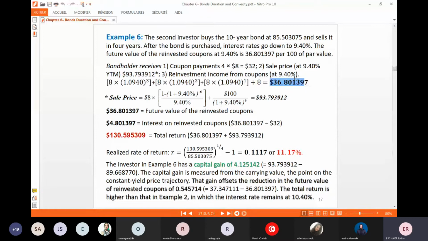This is why when we compare the accumulated amount اللي هو $130.59 with the initial price paid by the investor to buy the bond ونحسبوا realized rate of return، نلقاو realized rate of return 11.17%، نلقاو a higher return than the original yield اللي هو 10.4.